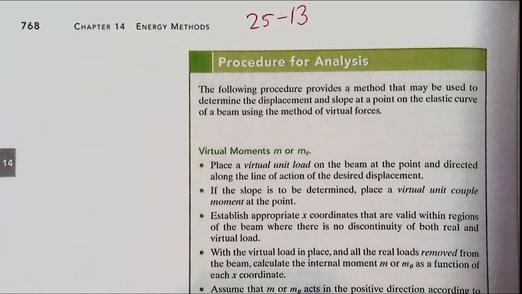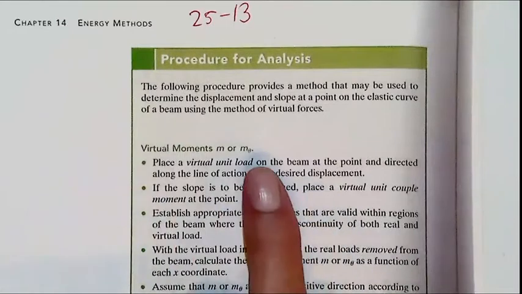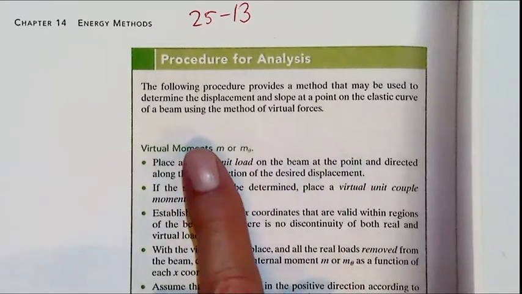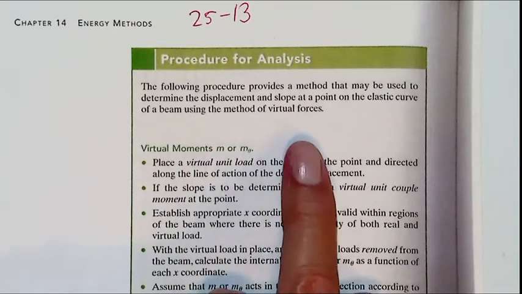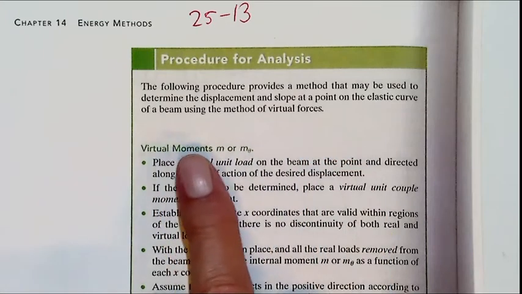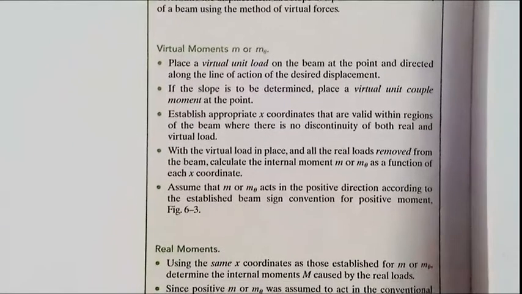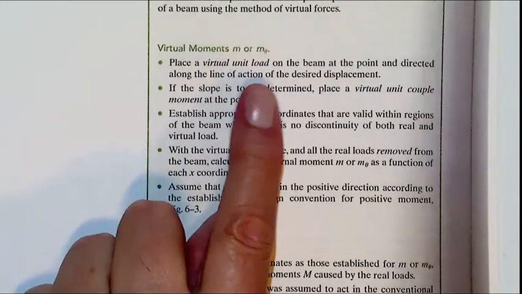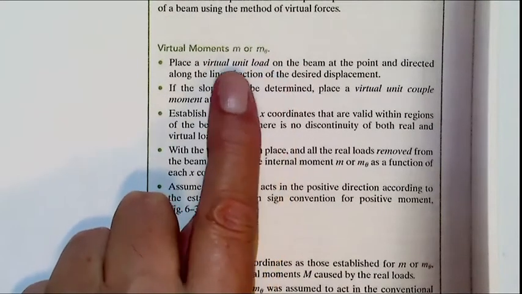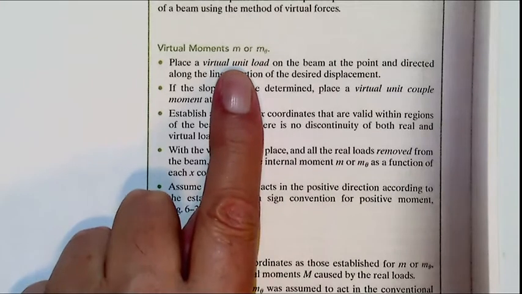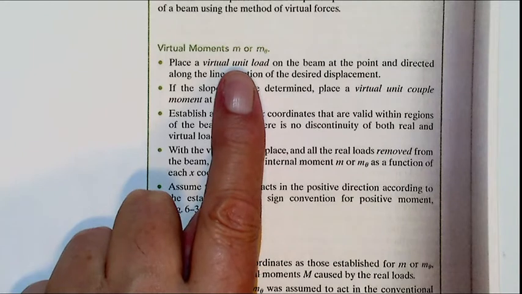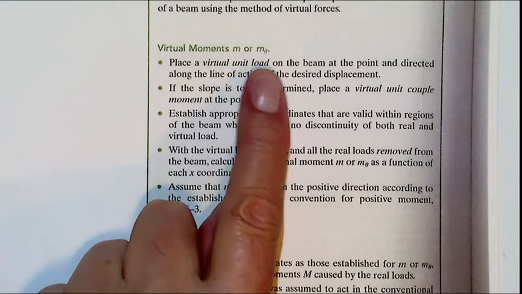Okay? The following procedure provides methods that may be used to determine the displacement and slope at a point on the elastic curve of a beam. Okay, we talked about the trusses. Now we will talk about the beam. Virtual moment: small m and m theta. Small m is just when we apply the load. This is when we apply a moment.